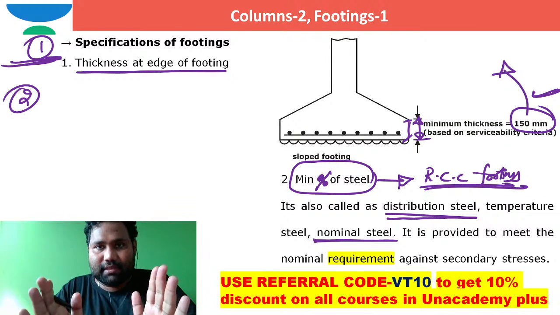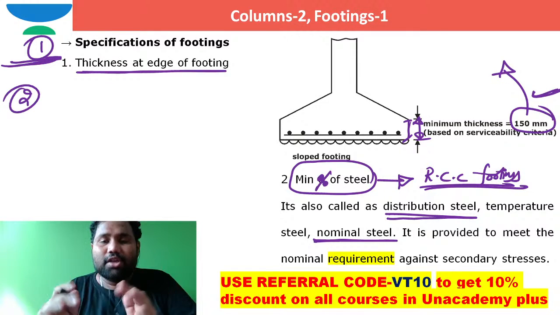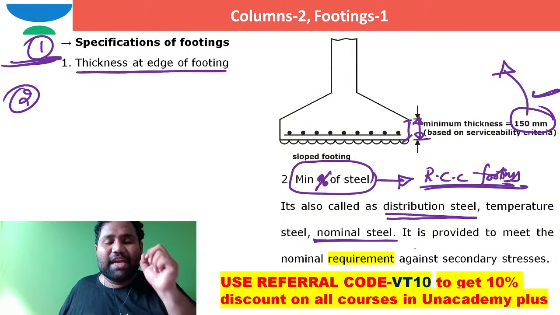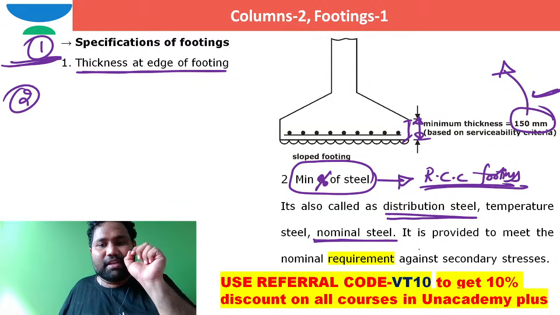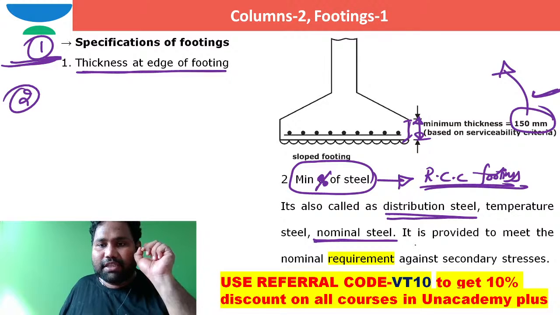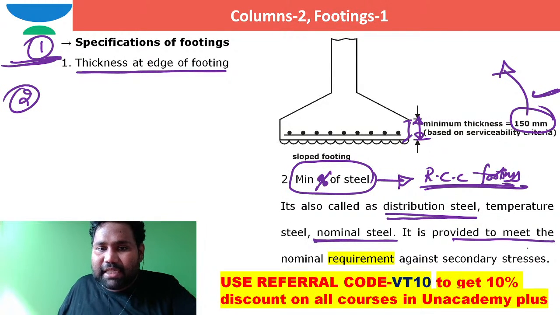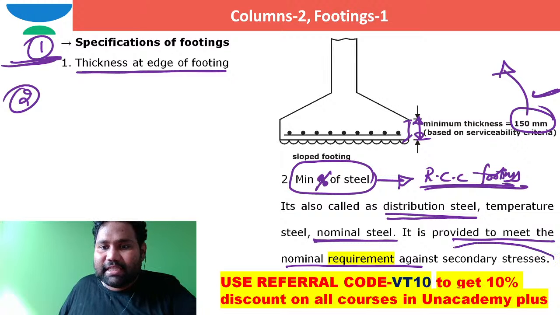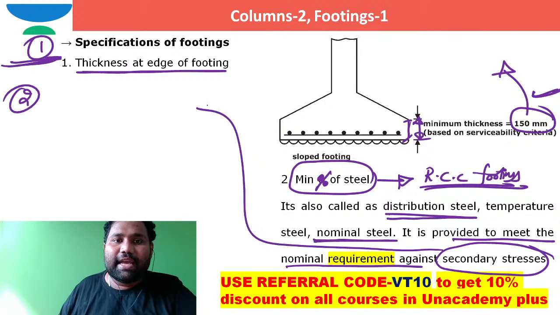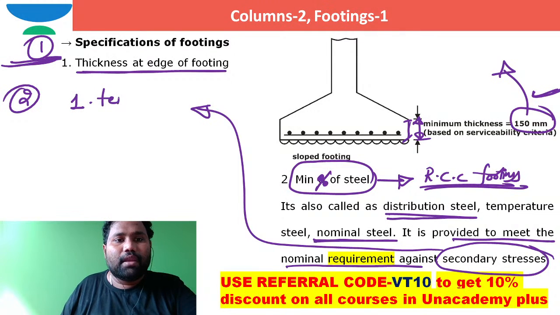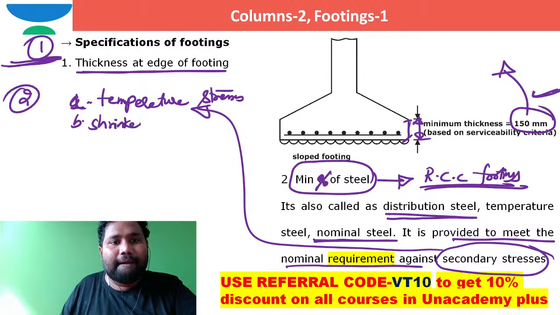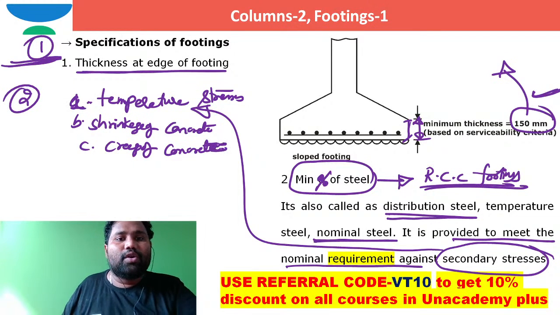All these are not major stresses, but still they need to be resisted. So in order to account for these secondary stresses, I need to provide some minimum percentage of steel. That minimum percentage of steel is nothing but nominal steel or distribution steel. This is provided to meet the nominal requirement against secondary stresses. Examples of secondary stresses are temperature stresses, shrinkage of concrete, and creep of concrete. These are not major stresses, but still I need to take care of them.